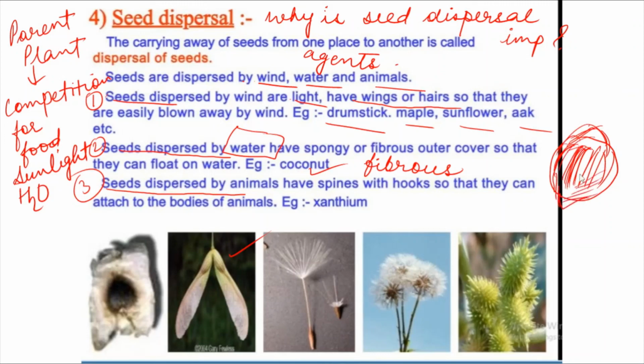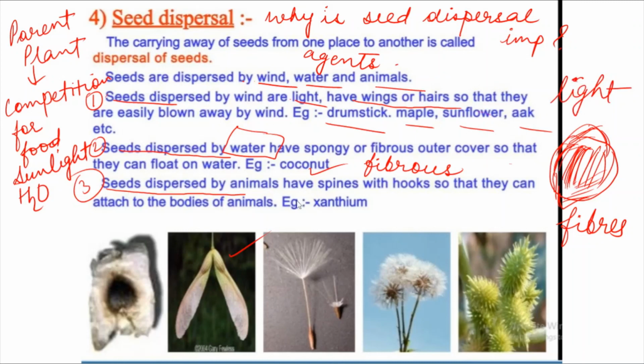Understood? This actually makes the coconut very light, these fibers, and this in turn helps in the carrying away of this coconut by water. Okay, whatever the water may be, whether it is a river or a sea, this is the fact, that the coconut shell is fibrous in nature, and in turn it makes the coconut light, helping in the dispersal of coconut by water.